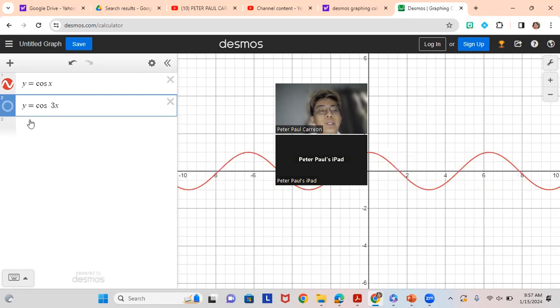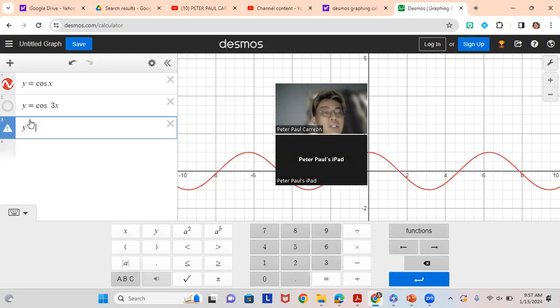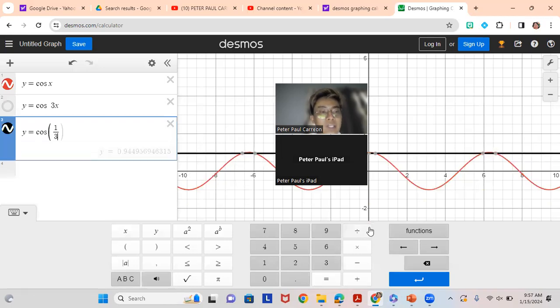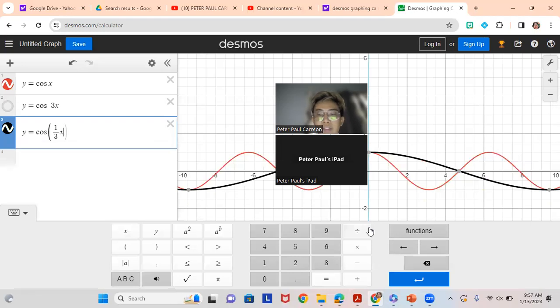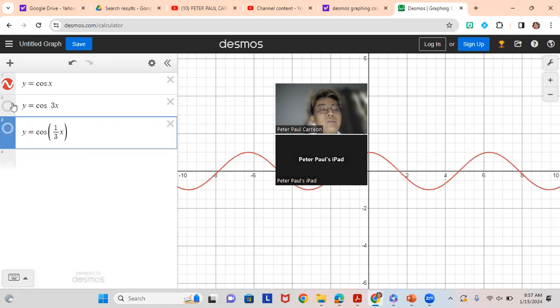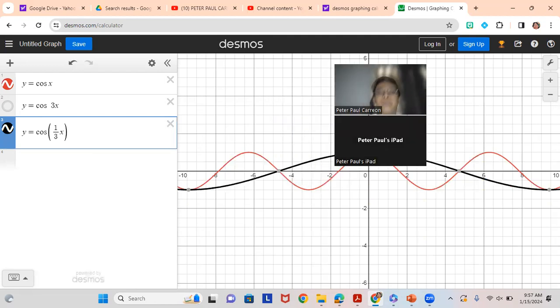Pero ano naman po yung mangyayari kapag fraction yan? Halimbawa, gawin natin siyang cosine 1/3 X. Yan, proper fraction yan. Lalagyan natin ng X. Notice na nag-stretch naman horizontally yung ating graph. From the original y is equal to cosine x, mag-stretch siya. Yan, yung black part natin. So, yan yung effect naman ng B. Baligtad siya, no?